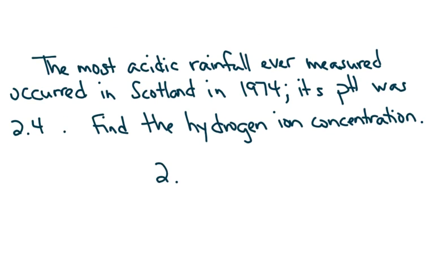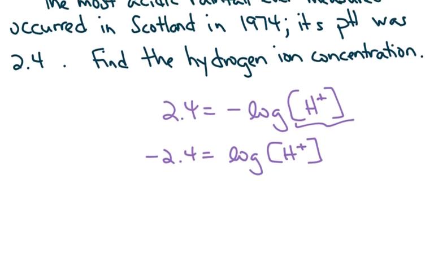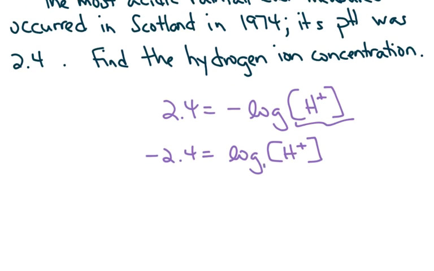So what if, now let's do a different color. What if 2.4 is equal to negative log H positive? I want to solve for this because that's the hydrogen ion concentration. Well, the first thing I'm going to do is multiply both sides by -1, and then I'm going to rewrite this in exponential form. Remember, this is a common logarithm, so its base is 10. So we're going to rewrite this as 10 raised to the negative 2.4 is equal to H positive.